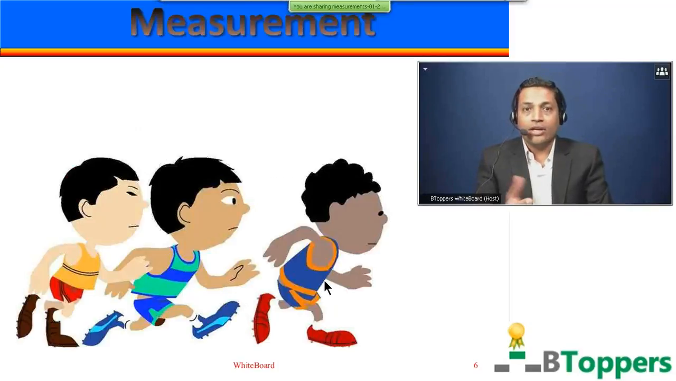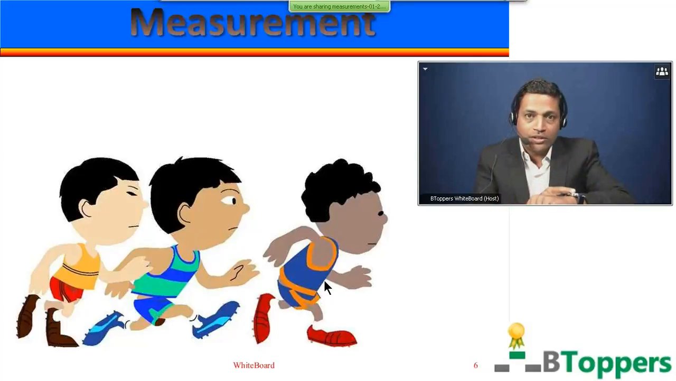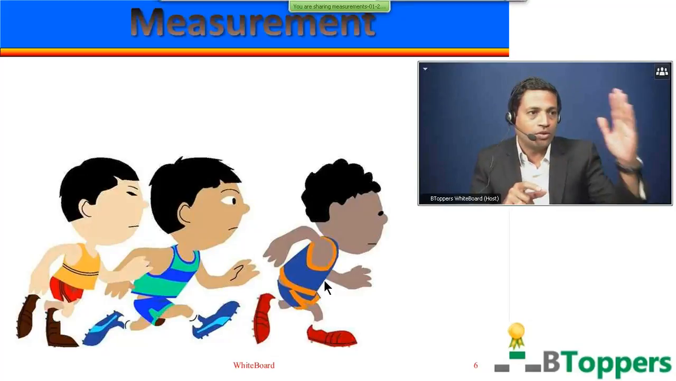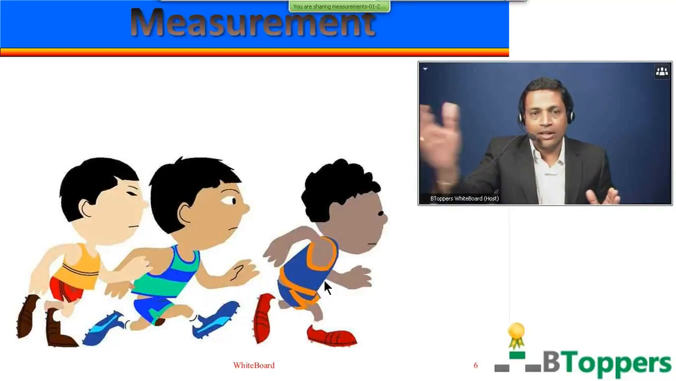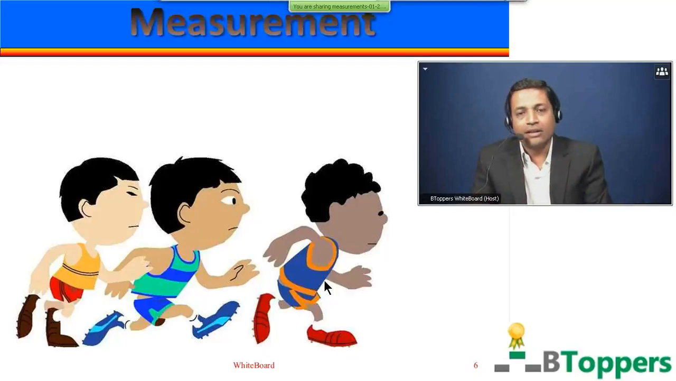Then suppose you have your games period. You want to find out as to which of your friends can run faster. So when you say you want to find out which of your friends can run faster, it means you will be looking at your friends, you will be looking at your watch, you will be saying that, okay, you run from this tree to that tree and I will measure the time. So you see there is measurement involved everywhere, from maths class to the games period.